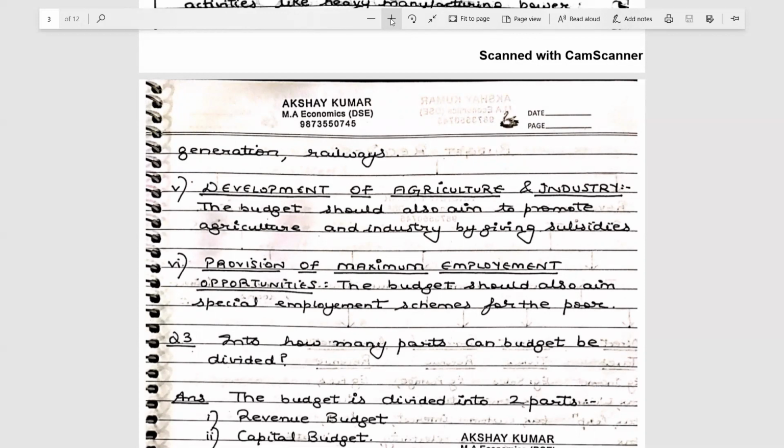लेकिन ये सब्सिडीज जो गवर्नमेंट दे रहा है ये प्रोडक्टिव सब्सिडीज होनी चाहिए. They should not be unproductive subsidies. They should be productive subsidies. And the last objective of preparing a budget, provision of maximum employment opportunities. अब जो गवर्नमेंट बजट प्रिपेयर कर रहा है वो इस तरीके से होना चाहिए so that employment opportunities are developed for the poor.